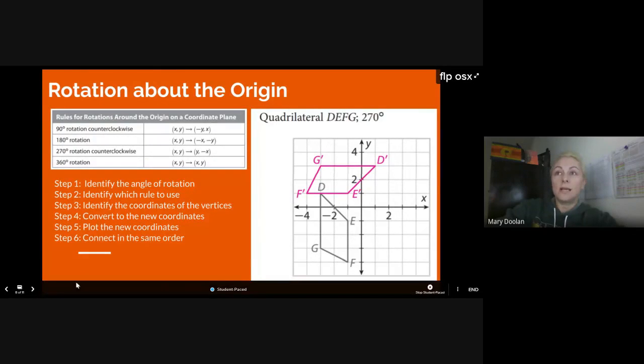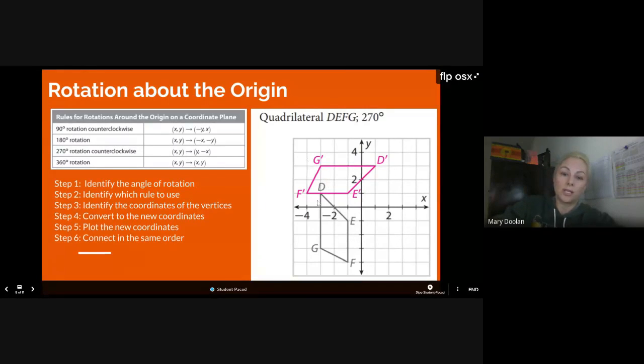We have an example where we are showing rotation about the origin. So our center of rotation is the point 0, 0. And it's quadrilateral DEFG, this gray one. This is the pre-image, and we are rotating it about the origin 270 degrees. Okay, notice it doesn't say which direction, so you should assume it is counterclockwise. So each time you rotate it 90 degrees, you end up in a different quadrant. So 90 degrees counterclockwise, 180 degrees counterclockwise, 270, and you end up here.